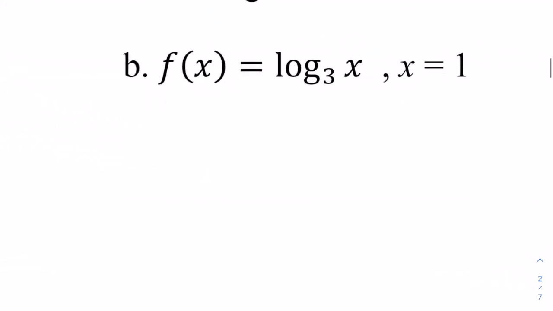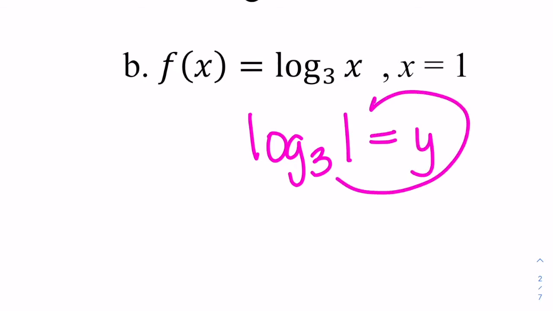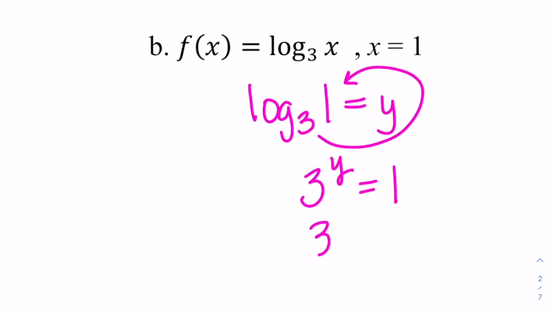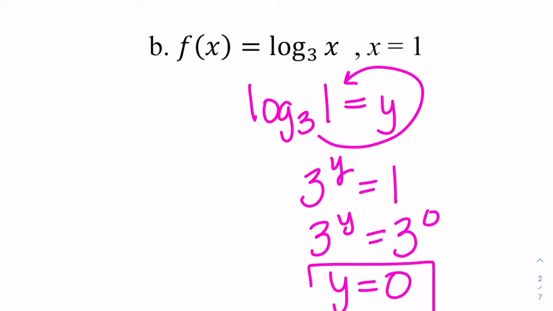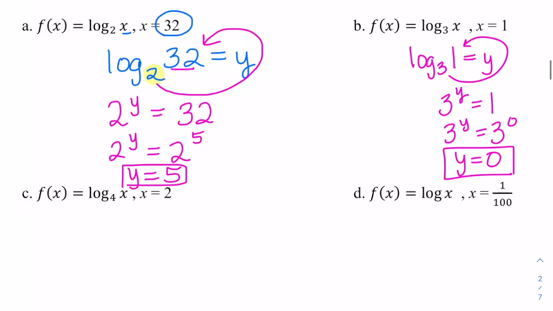Now let's look at log base 3 of 1. So we're going to rewrite this using the little swoosh. So 3 to the y equals 1. So what do we need to raise 3 to get to 1? And that would be 0. So whenever we have log base 3 of 1, then that is going to simplify to 0, because 3 to the 0 gives you 1.